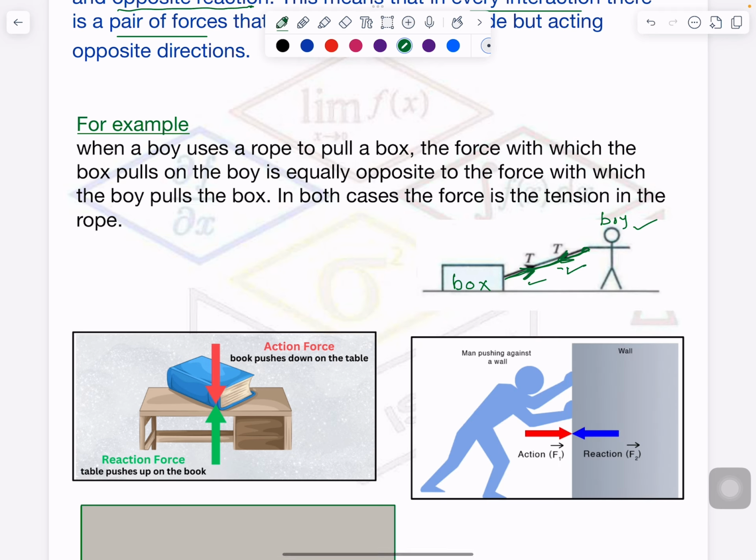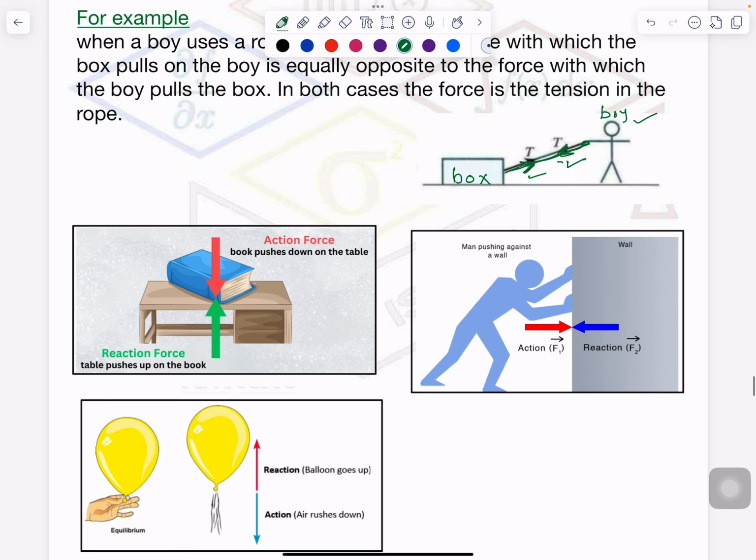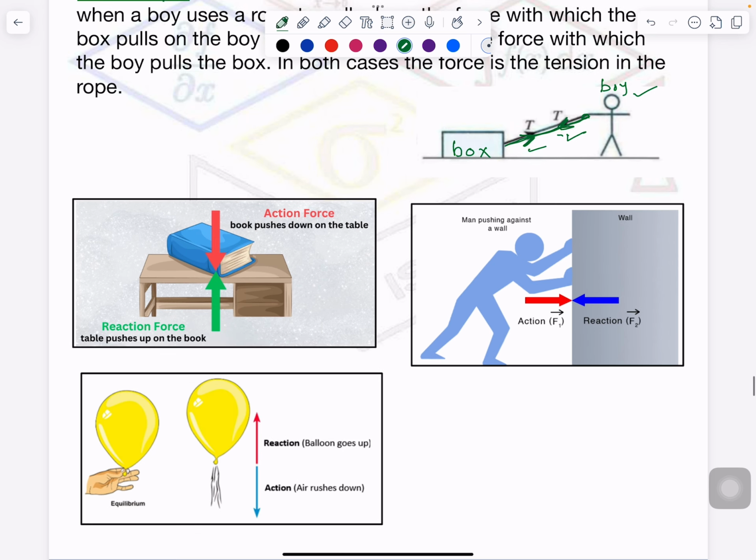Now here the boy or the man is pulling the wall, and the wall is also reacting in the opposite direction. This is also Newton's third law of motion. Here in this balloon, reaction and action: air rushes down, the balloon goes up because of the same thrust.